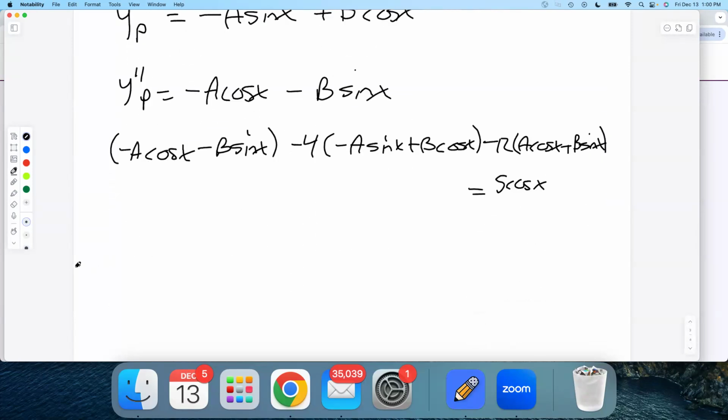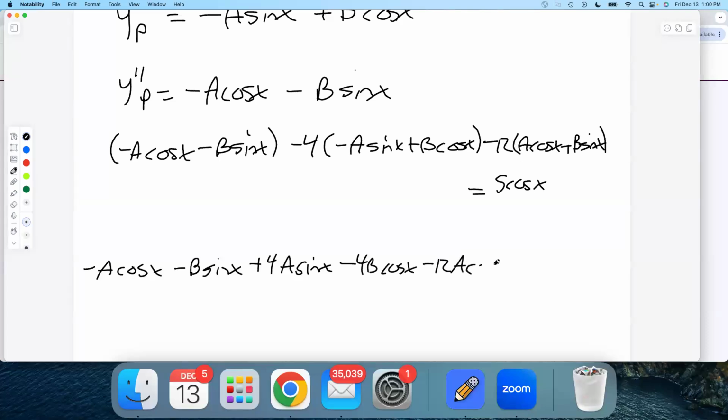Okay, let's clean that up a little bit. So I'm just going to go through and do my distributing, and then I'll collect the like terms. So I'm going to get a plus right there. Minus here, minus 4b cos, minus 12a cos, and minus 12b sine. And that's all just supposed to equal 5 cosine of x.